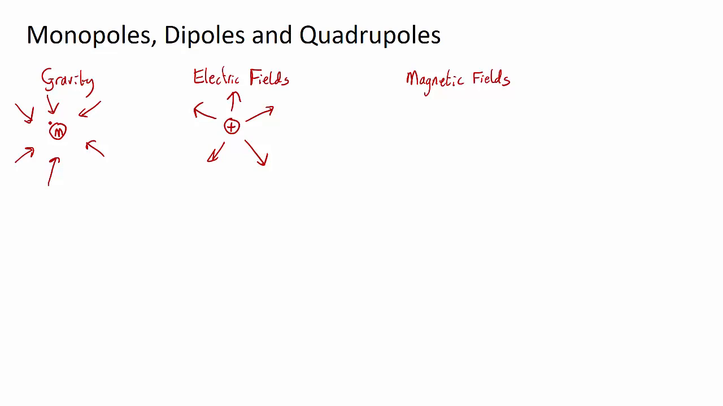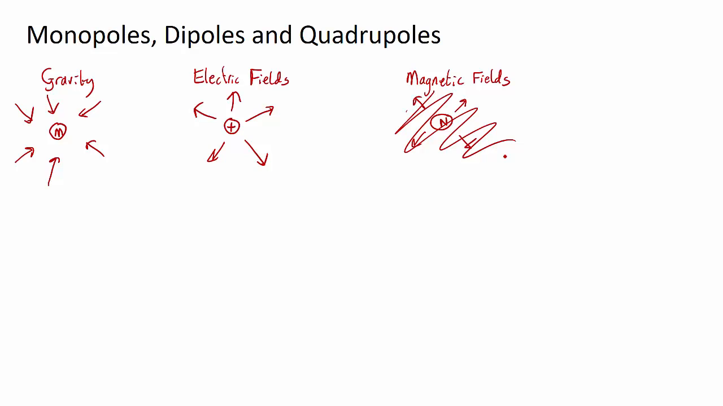Now for magnetic fields there is no equivalent. If you had a north pole all by itself it would have a field like this, but there don't seem to be any such things as stray north poles without a south pole attached, so you don't actually get magnetic monopoles.